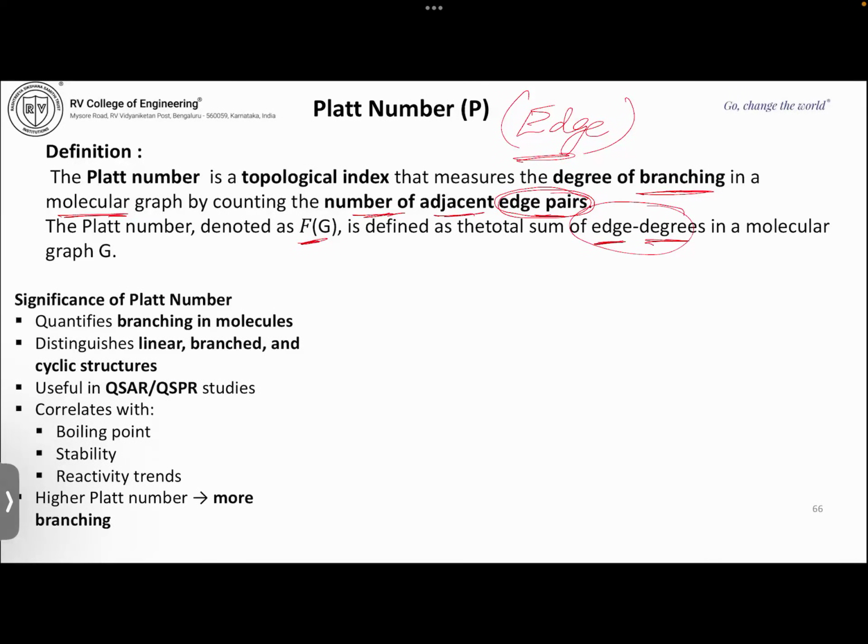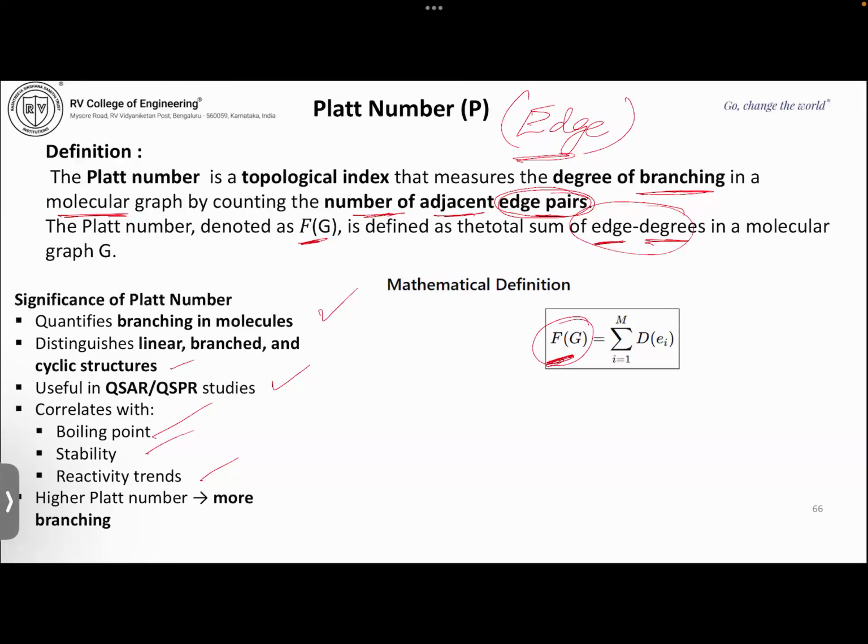What is the significance of this Platt number? It quantifies branching in molecules, and distinguishes linear, branched, or cyclic structure. It's useful in both QSAR and QSPR studies, and it correlates with boiling point, stability, and reactivity trend. So a higher Platt number means more branching. So the formula is this one.